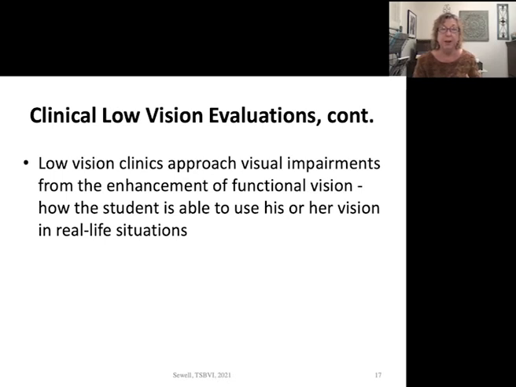By functional acuity, I mean the size and distance that the student needs to best access their environment. For instance, seeing a 3-inch ball from 12 feet. So it's more of a functional kind of information that you're going to get from your FVE as opposed to the clinical low vision.